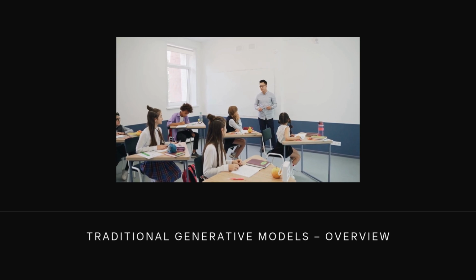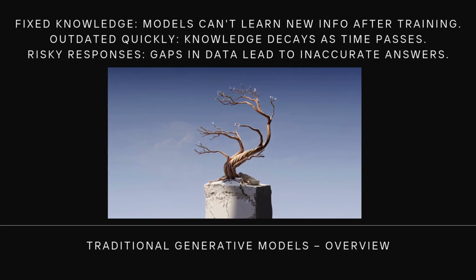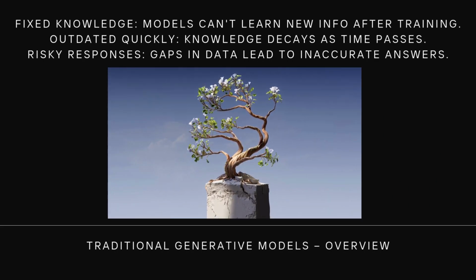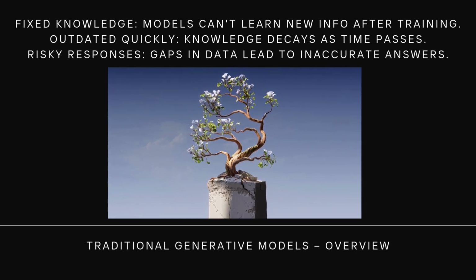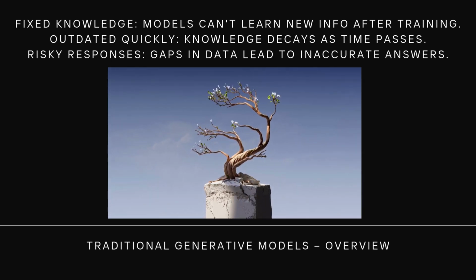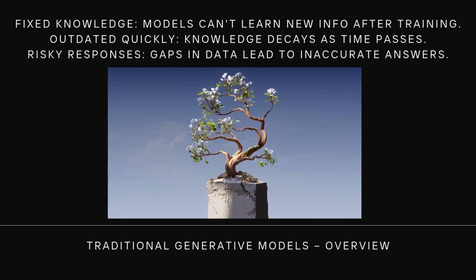Let's get started. Traditional generative models overview. First, let's quickly revisit how traditional generative models work. Models like GPT-3 or GPT-4 are trained on massive datasets, learning the patterns and structures of language. They generate text by predicting the next word in a sequence based on the input they receive.